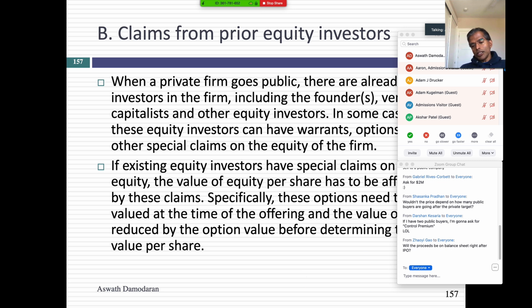Jawi asks, will the proceeds be on the balance sheet right after the IPO? Yes, that's why cash balances balloon out after IPOs, because all that cash goes into the cash balance.